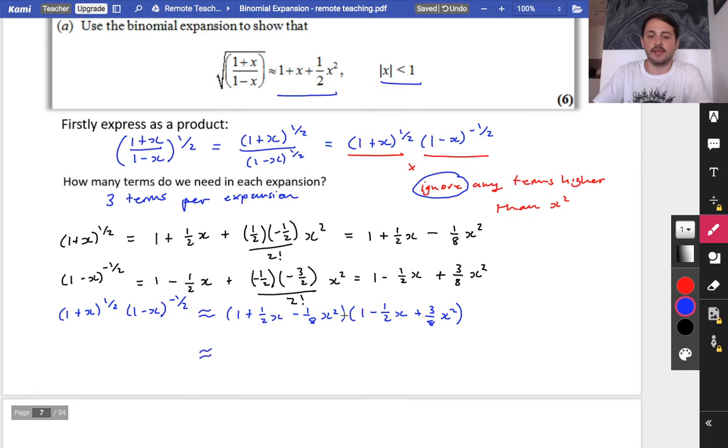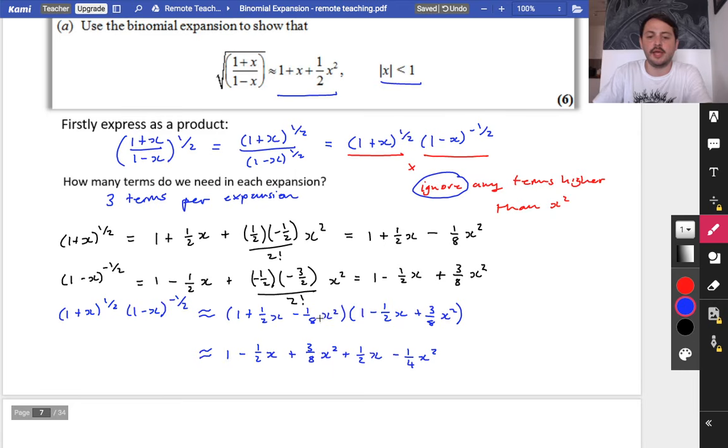Okay, so I'm going to multiply everything in this second bracket by 1. So I've got 1 times 1, 1 times minus a half x, and 1 times 3 over 8 x squared. Okay, easy. Now I'm going to do the half x multiplied by it. So I've got a half x times 1, that's just a half x. I've got a half x times minus a half x, so that's going to be minus a quarter x squared. And then I've got a half x times 3 over 8 x squared. That's going to give me an x cubed, so I'm not even going to write it down.